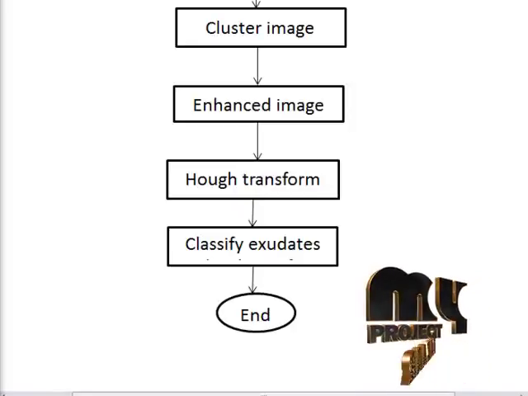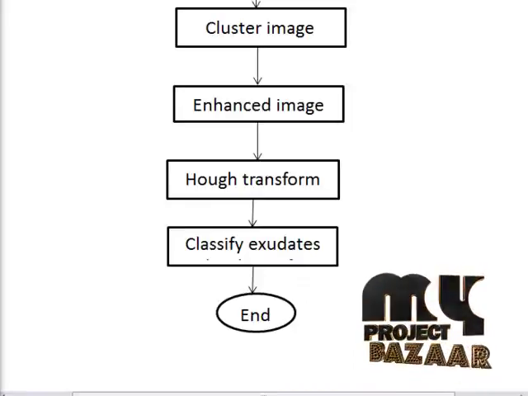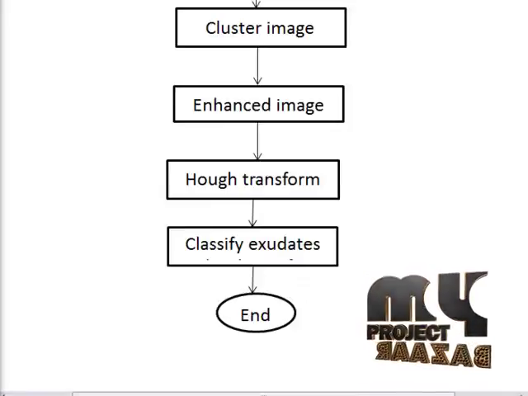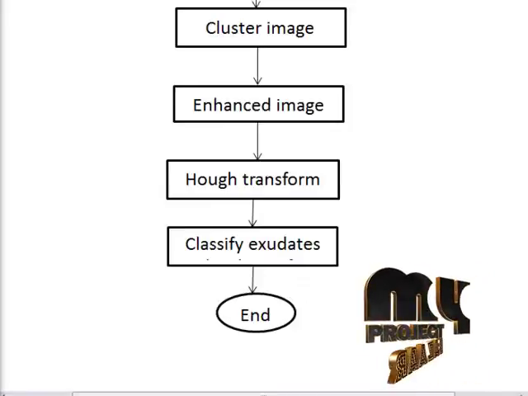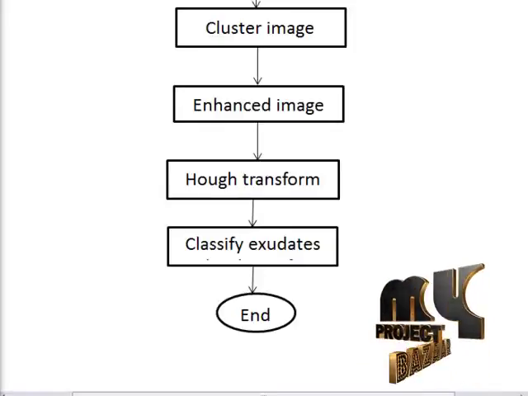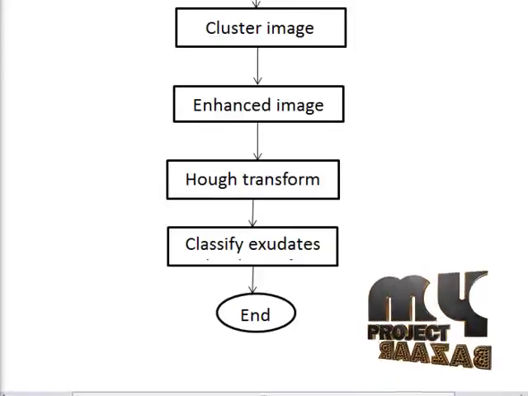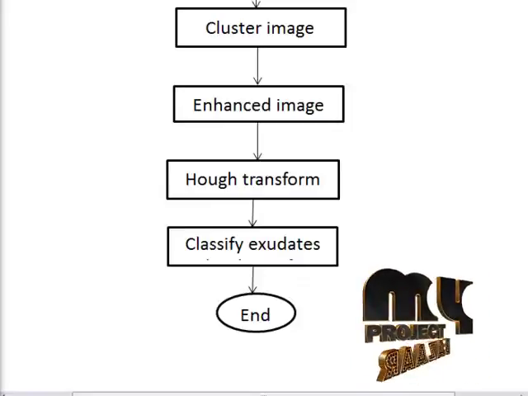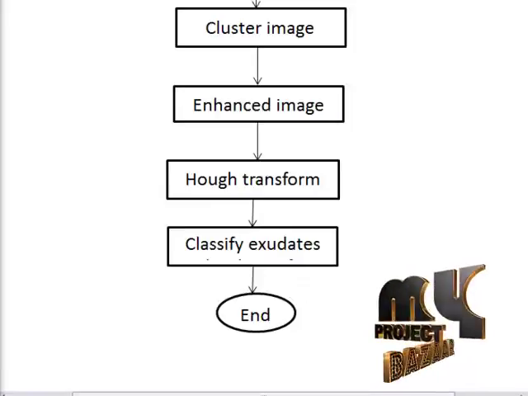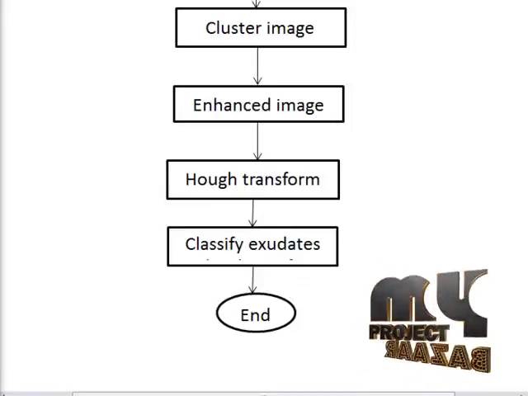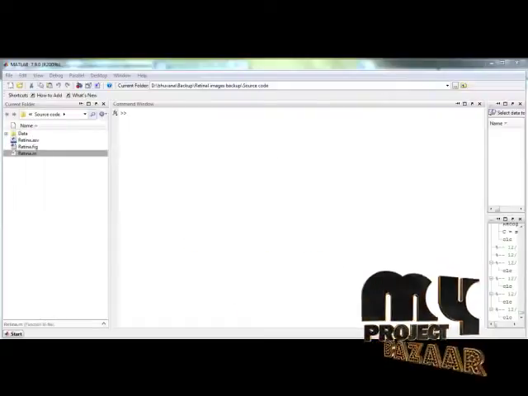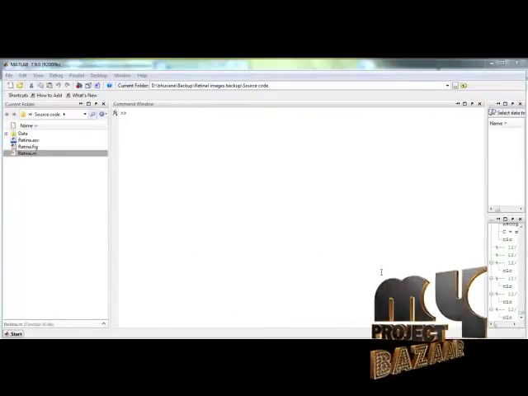Then in the classification, finally the exudates are classified as whether it is hard or soft exudates. The exudates are classified based on the threshold value and edge energy. The classification helps the ophthalmologist in diagnosing the retinal images. This is the flow for this process. Let us discuss the running procedure for this process.